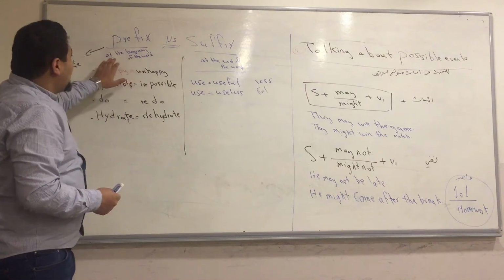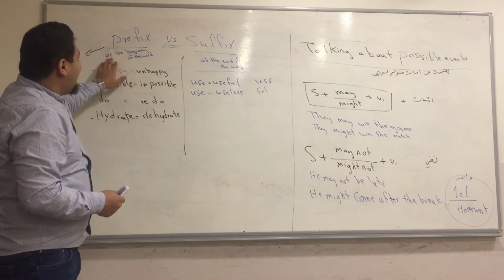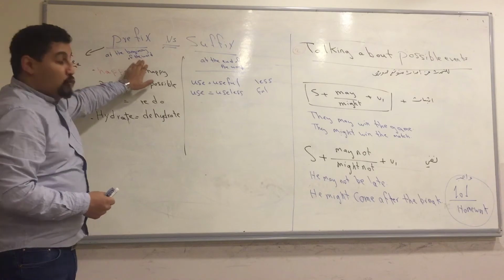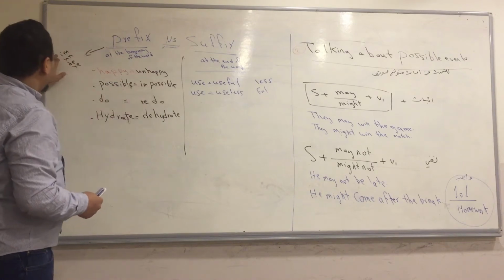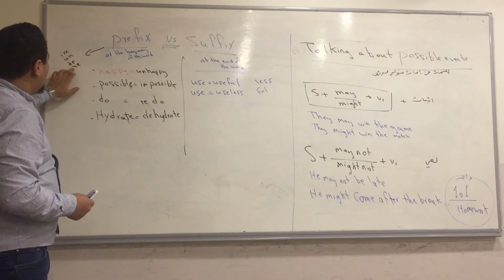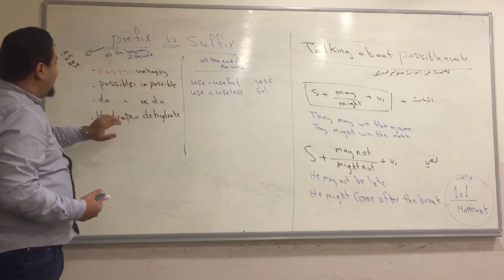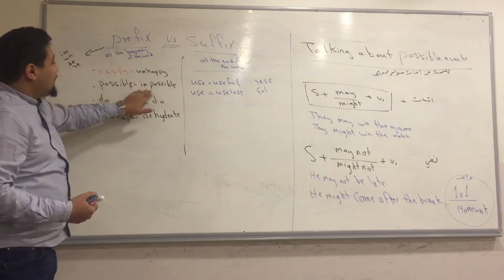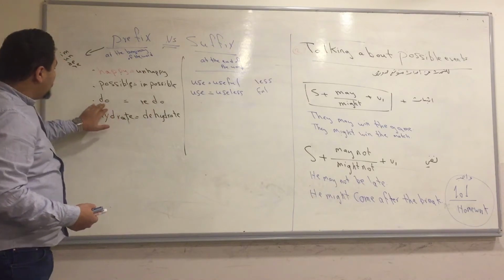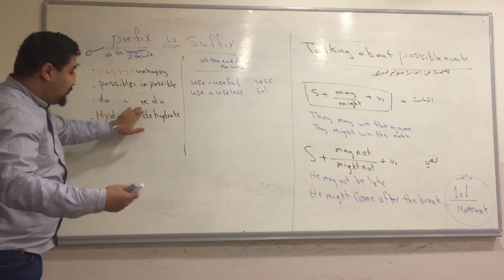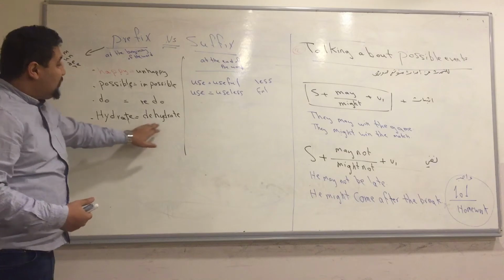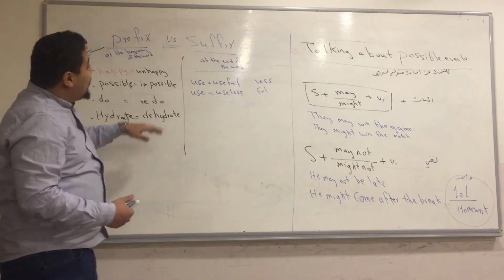A prefix is something we add to the beginning of a word. For example, un, im, de, re. Example, happy becomes unhappy. Possible becomes impossible. Do becomes redo. Hydrate becomes dehydrate.